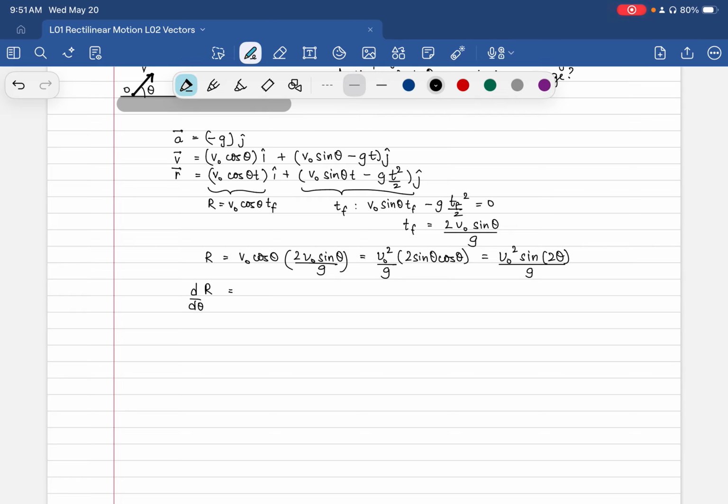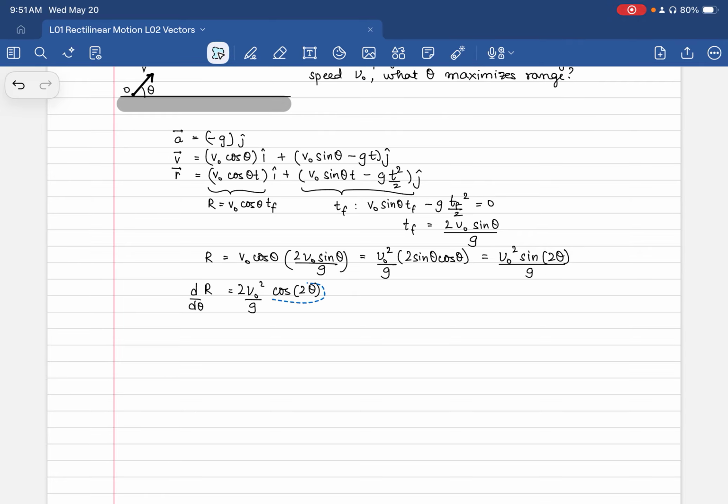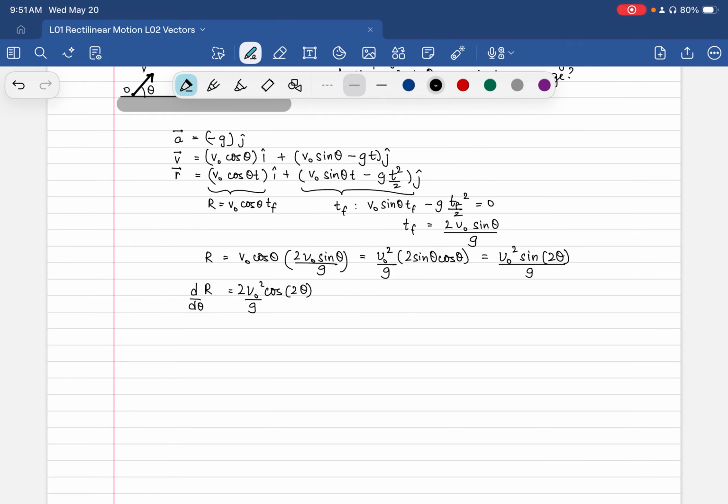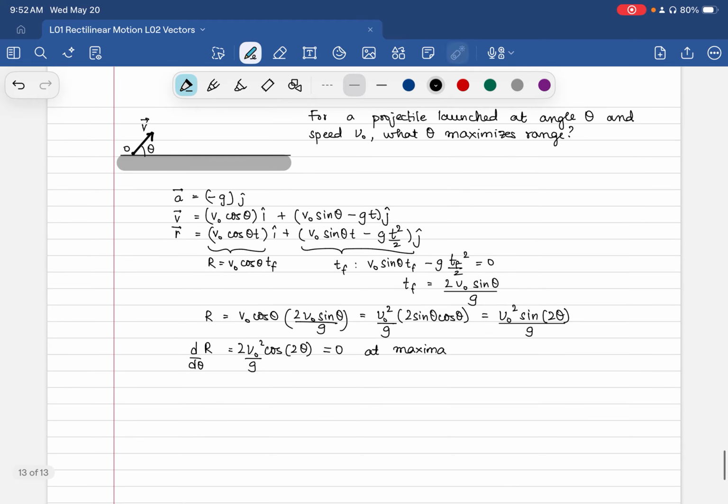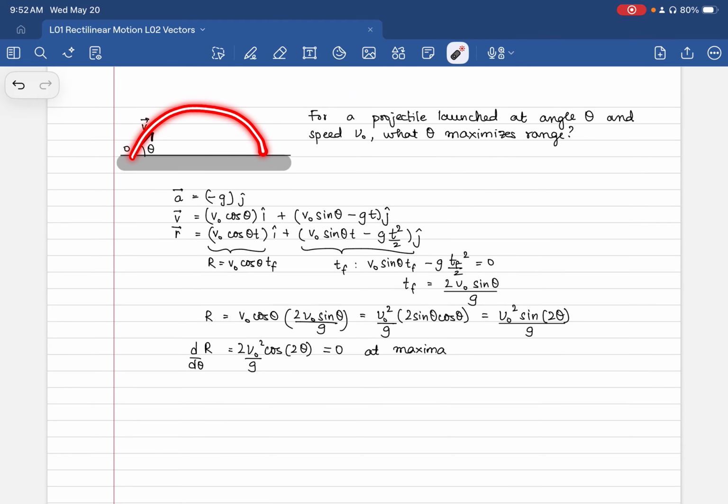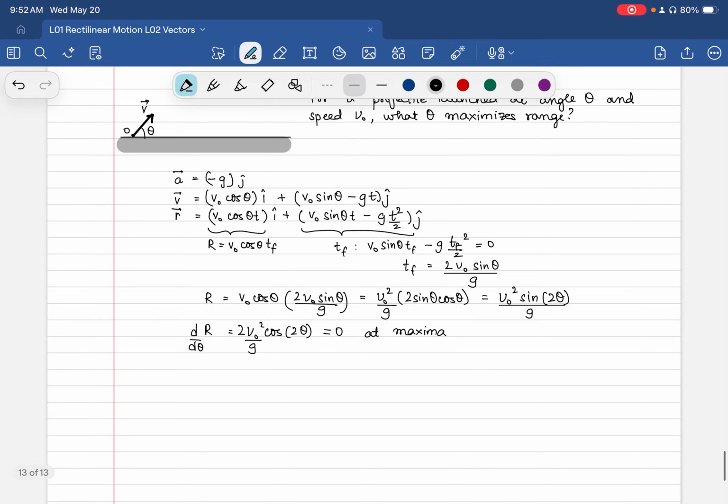V naught is a constant, g is a constant. You will get v naught square over g cos 2 theta when you differentiate with respect to 2 theta, and then you do have 2 coming out because of the chain rule, right? Just going to rewrite this to be a little more clean. So you have this here. This is equal to 0 at maxima or minima. You know that there's only a maxima, there's no minima, since this function is defined for this kind of motion. It's not going to go into the ground, and then you'll have a minima.